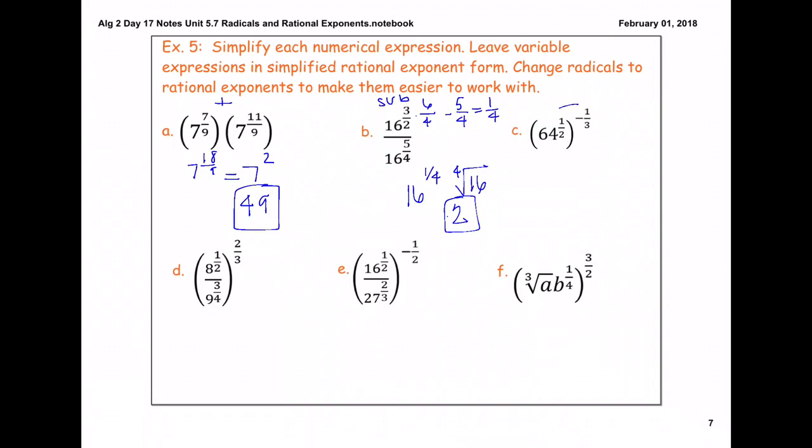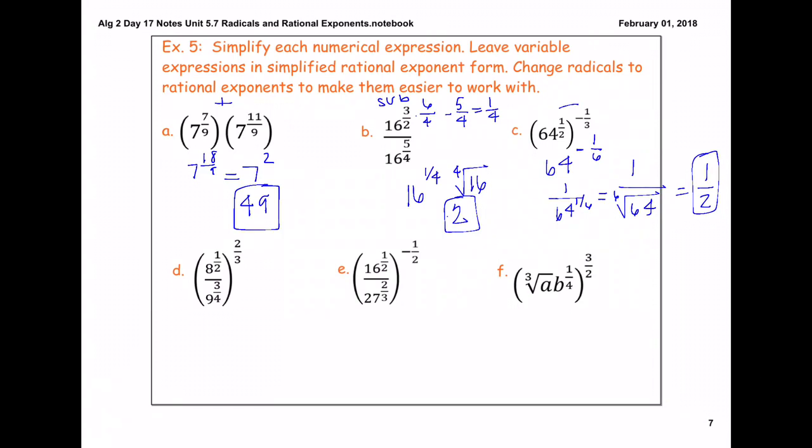Power to a power, you multiply. So 64, when you multiply fractions, you multiply straight across. 1 times 1 is 1, 2 times 3 is 6. To simplify a negative exponent, you move it to the denominator, so we have 1 over 64 to the 1/6 power. The 6th root of 64 is 2, so we have 1/2 as our final solution.